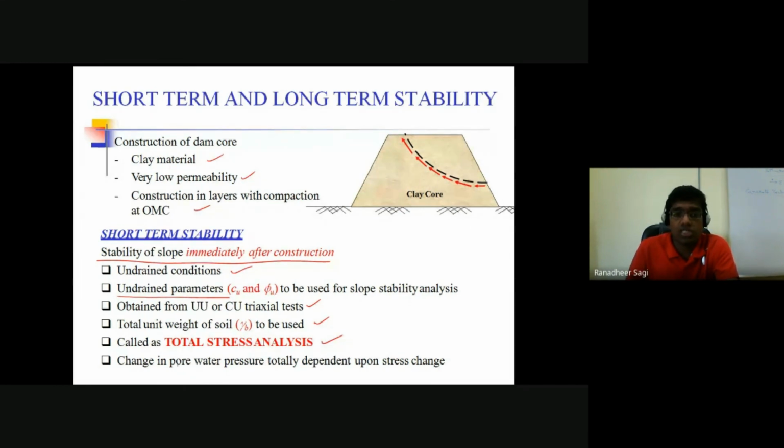And in this total stress analysis, the pore water pressure that gets developed in that particular soil is dependent on the amount of stresses that are induced in that soil. Depending on the amount of stress you apply, the amount of pore water pressure developed would depend on it in the case of short-term analysis.